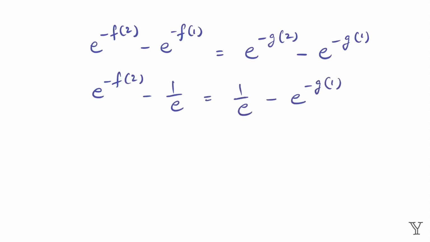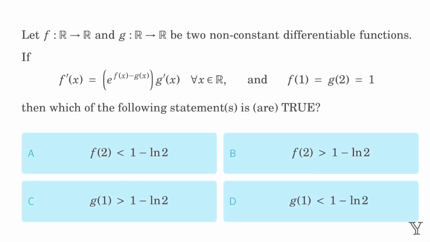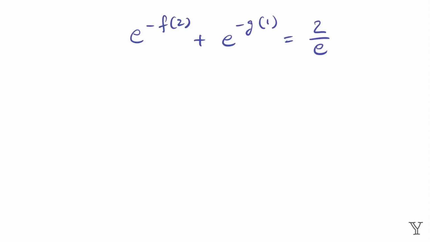And finally, we rearrange the terms of the equation to get e to the minus f of 2 plus e to the minus g of 1 is equal to 2 upon e. Okay, at this point we need to go back to the problem to figure out what to do next. Observe that all the answer options involve inequalities. So we need to get back to our equality and figure out how to convert this into an inequality.